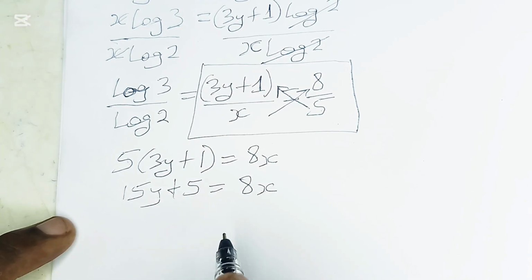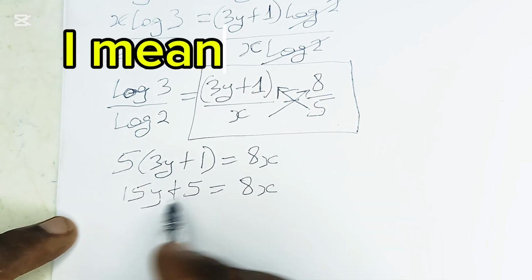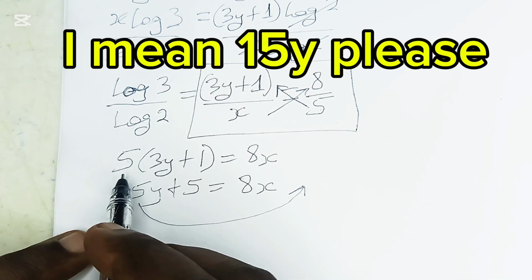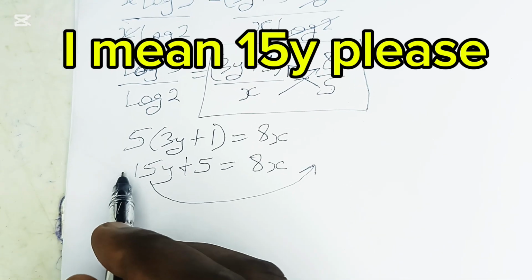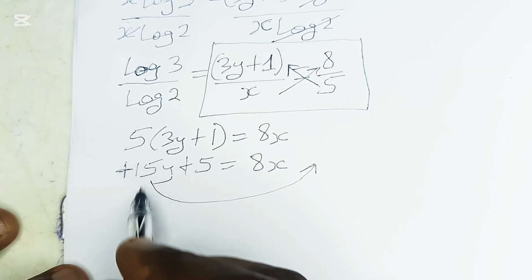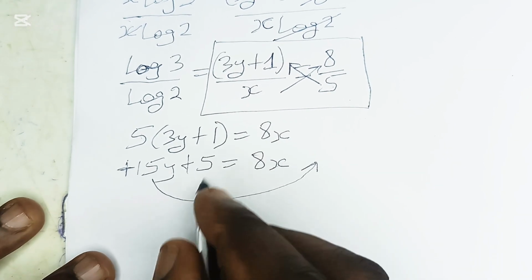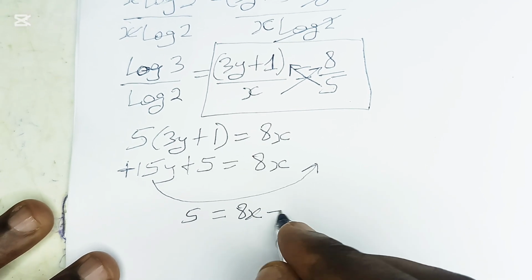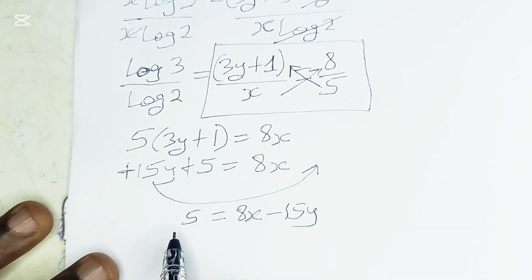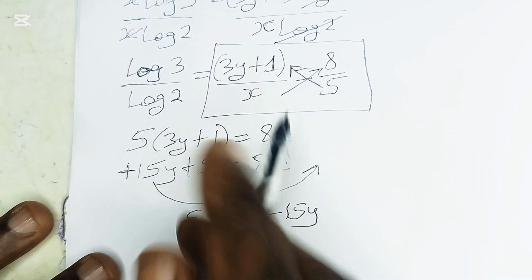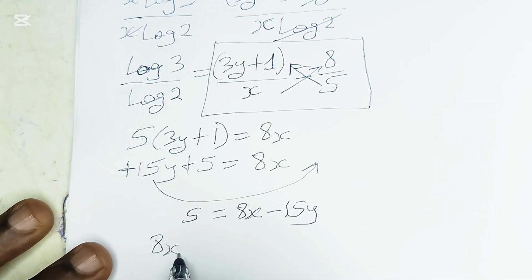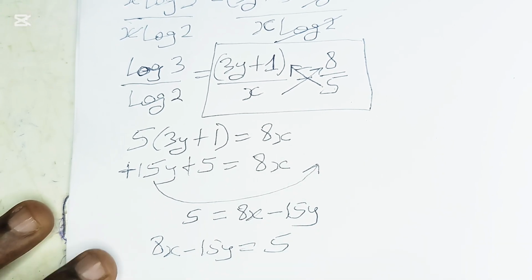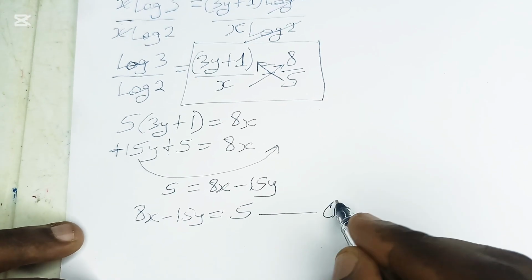Now, the next thing we have to do is this. This 15y comes over here. The 15y here is plus, invisible plus. It comes over here and becomes minus. So it means we have 5 is equal to 8x minus 15y. Now, let's switch. So we have 8x minus 15y is equal to 5. This is our equation 3.